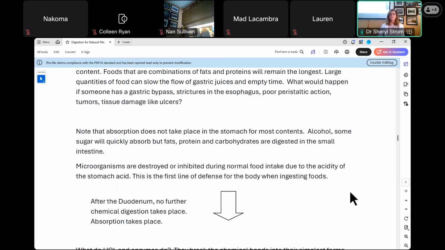Microorganisms are destroyed or inhibited during normal food intake due to the acidity of the stomach acid. That's what is such a beautiful thing about our body. It knows when there are foreign proteins that come in, and that's why we need that hydrochloric acid. This is the first line of defense for the body when ingesting food.